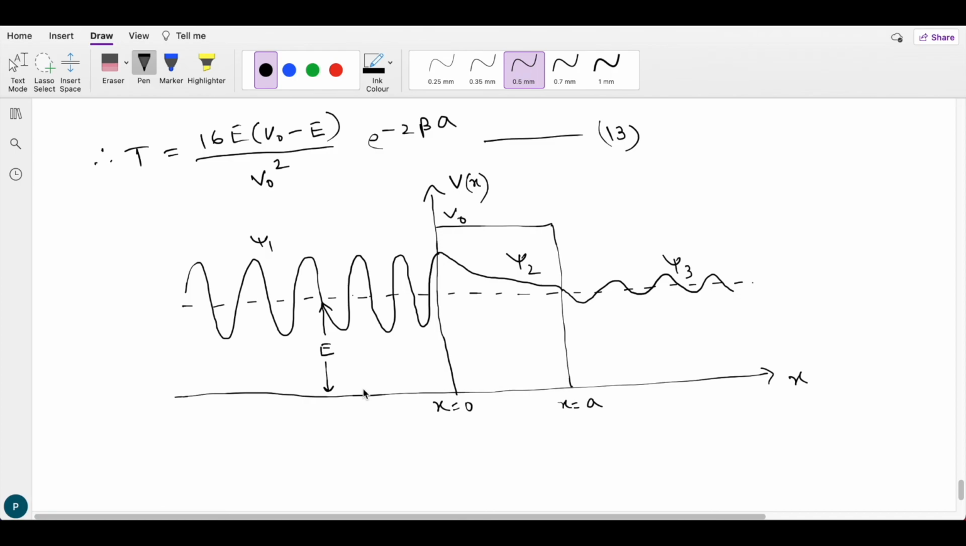And the wave function looks like this. This is a sinusoidal function in region 1 and an exponentially decaying function in region 2 and again a sinusoidal function in region 3, but the amplitude is reduced very much in region 3.